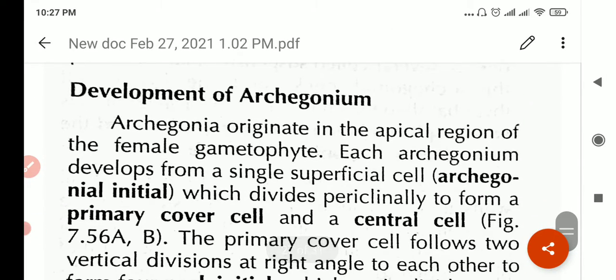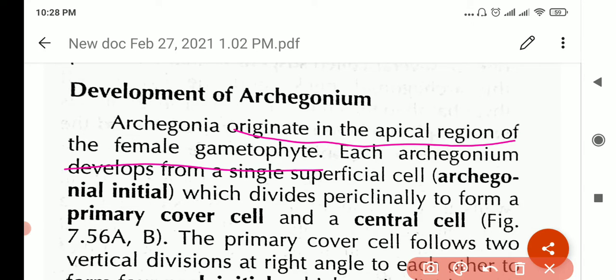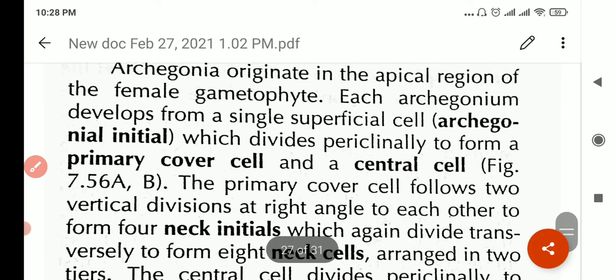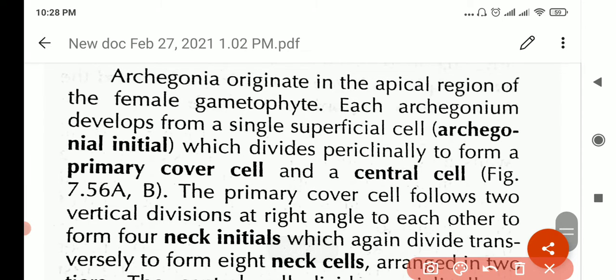Okay, so we have seen how the female gametophyte was developing. Now we'll see how the archegonium developed. The archegonium will originate at the apex region of the female gametophyte. If this is the female gametophyte, the archegonium will originate here at the apex. Each archegonium develops from a single superficial cell. As I said, the initial cells are always in the superficial part.